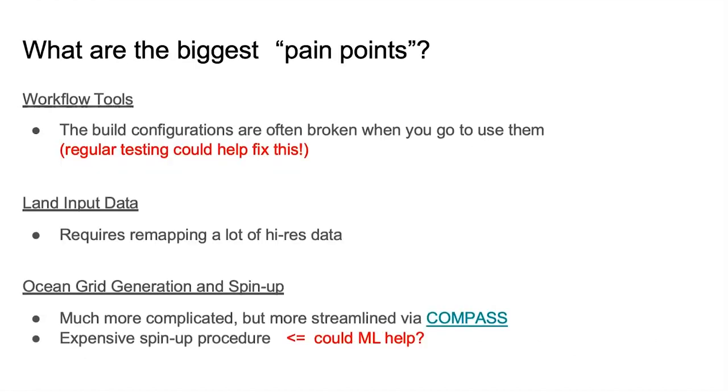So the last thing I want to talk about is just the pain points. The workflow tools: I feel all of us that have done this have run into this problem where you go to do this and everything's broken. And you have to go through the notes and update the documentation, like, oh, add this flag here. And it's just a pain. I don't really know how to fix it. Testing could definitely help. Rewriting the tools to be more streamlined could help.